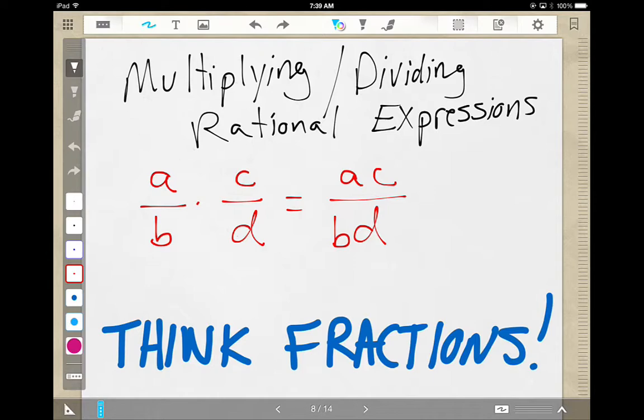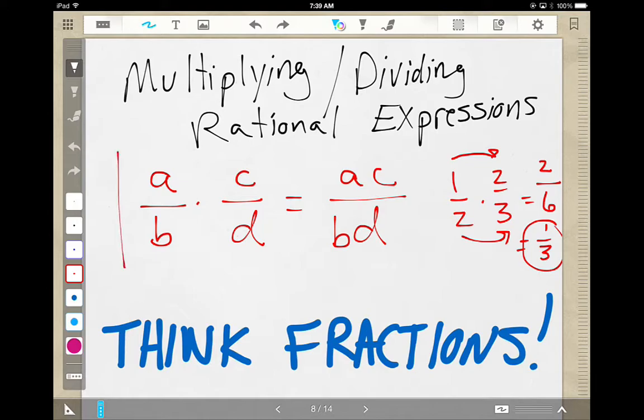If I want to multiply 1/2 times 2/3, I simply multiply the numerator times the numerator. 1 times 2 is 2, and the denominator times the denominator. 2 times 3 is 6. Then I always have to reduce. 2 over 6 would reduce to 1/3. And then that's my simplified, multiplied out expression.